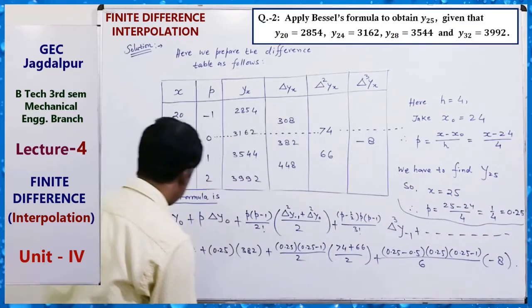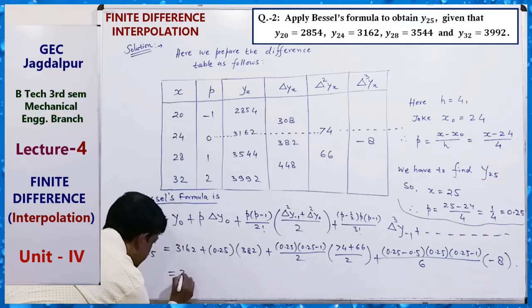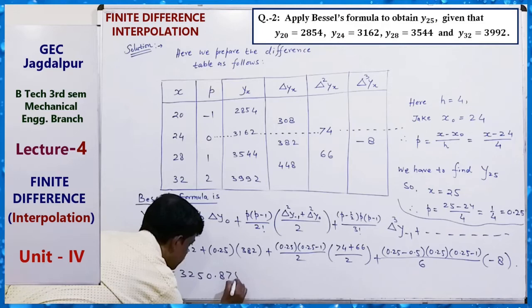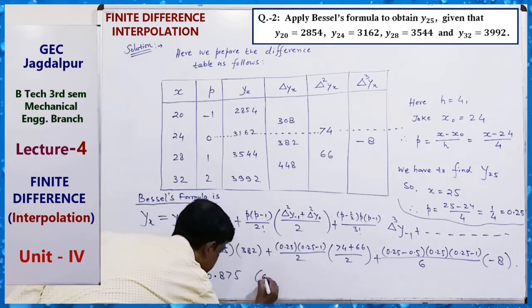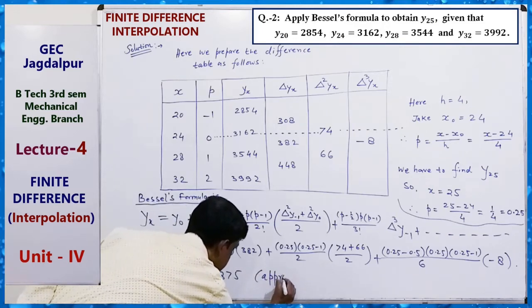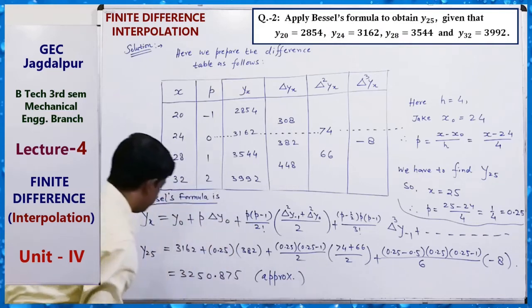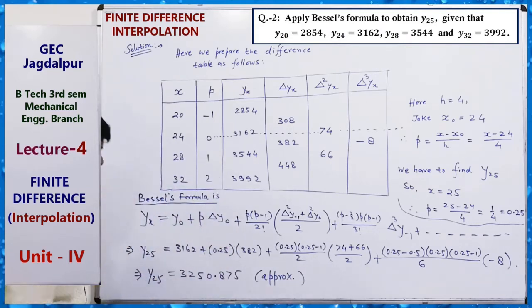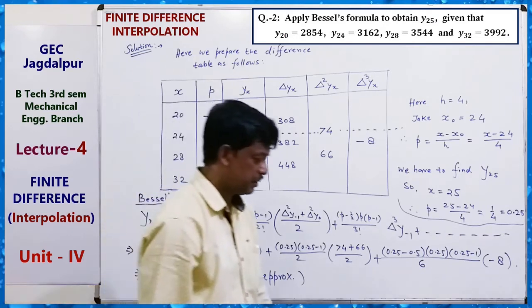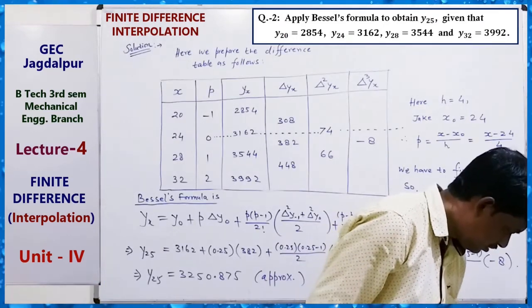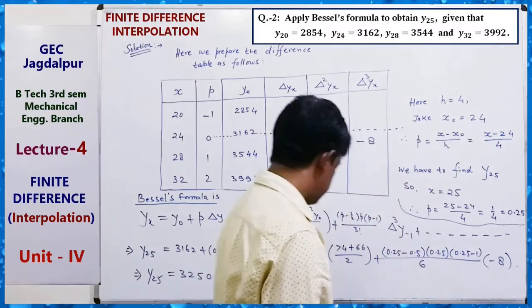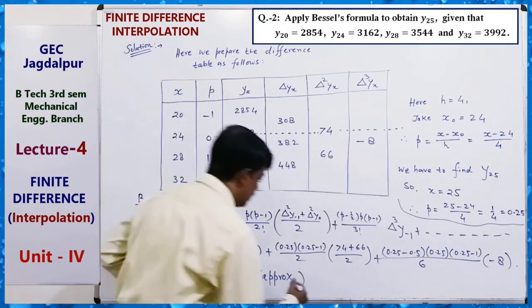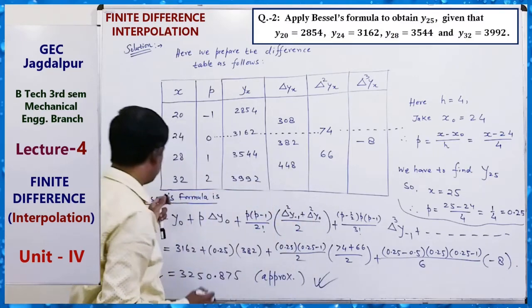$3250.875, approximately 3250.875. Okay, y25 equals this calculation. So 3250.875 is the answer by using Bessel's formula.